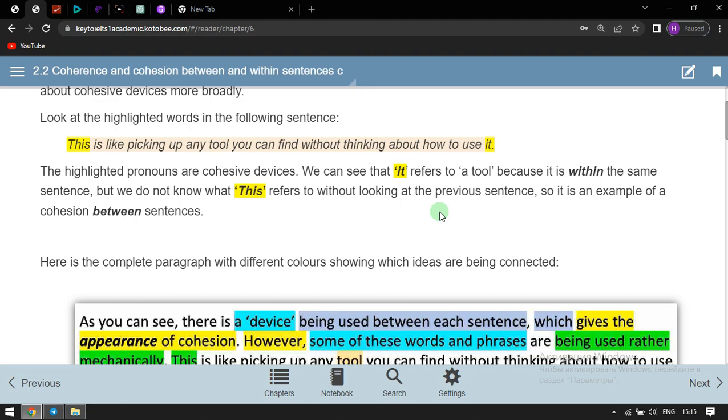We can see that it refers to a tool because it is within the same sentence. It bu toolni bildirayotganini ko'ra olishimiz mumkin, chunki bu bitta gapning ichida turibdi. But we do not know what this refers to without looking at the previous sentence. So it is an example of a cohesive device between sentences.